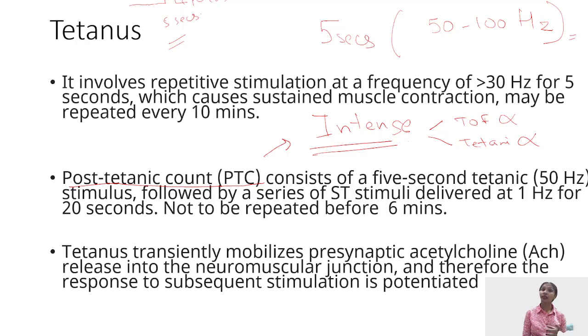we give other stimuli of single twitches. At 1 Hertz, we are giving around 20 single twitches. Now the amplitude of these single twitches is going to increase by more than 50% and it is visible to us on the monitor. That is, we have, you can say, primed our muscles for the contraction to occur. Under intense neuromuscular block, we use post-tetanic count.